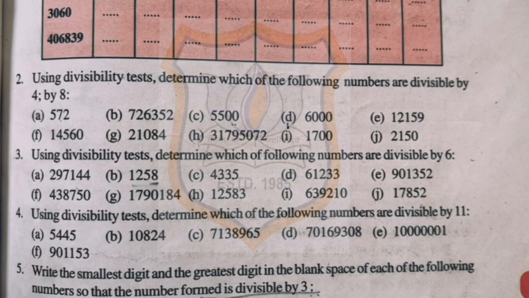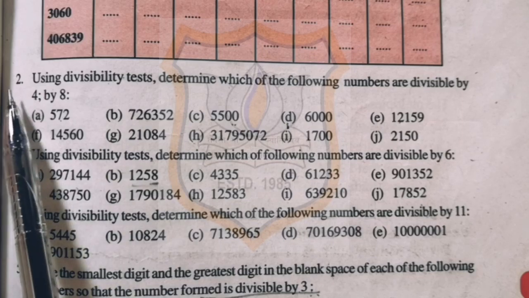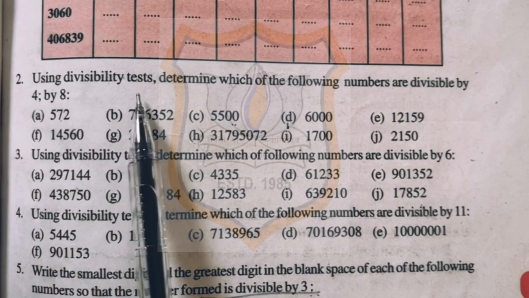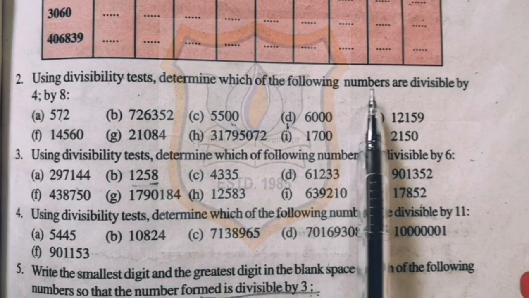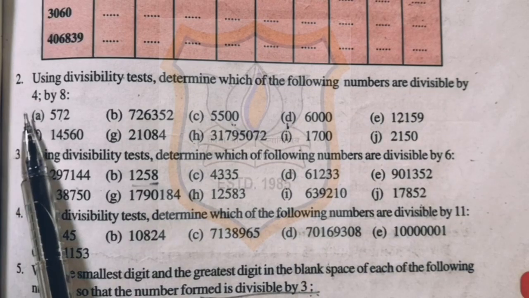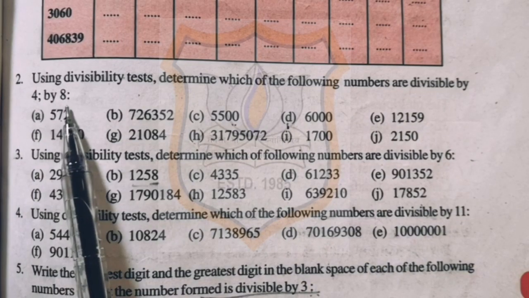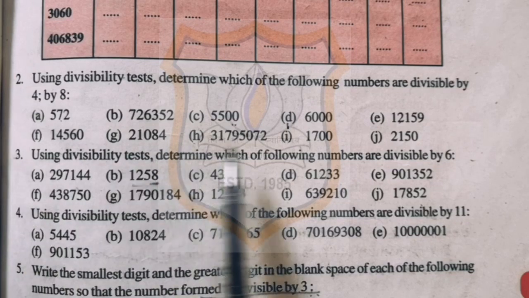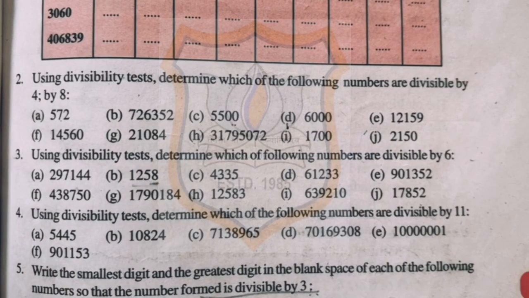We will continue with our chapter number 3, Playing with Numbers, exercise 3.3. Question number 2. Using divisibility test, determine which of the following numbers are divisible by 4 or by 8. Here the numbers are given. We have to find out which of the numbers is divisible by 4 and by 8.